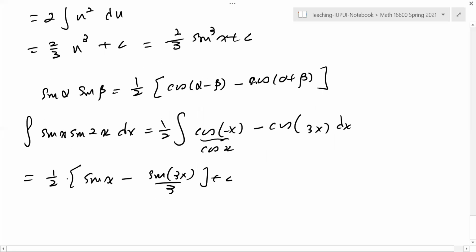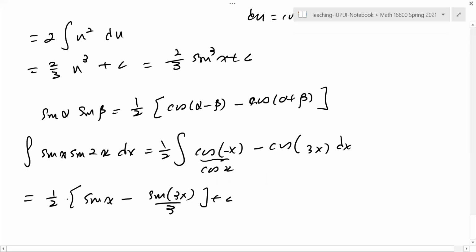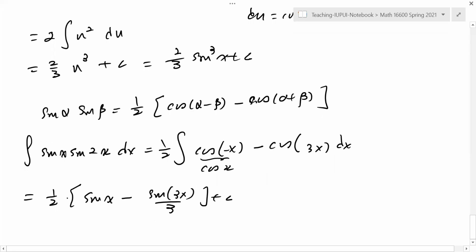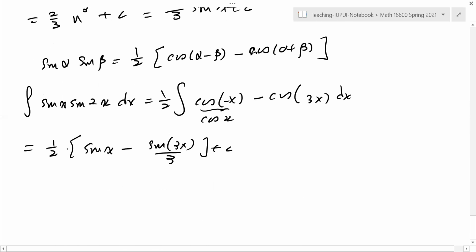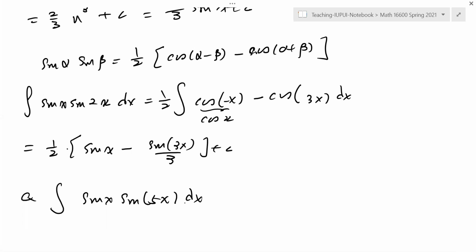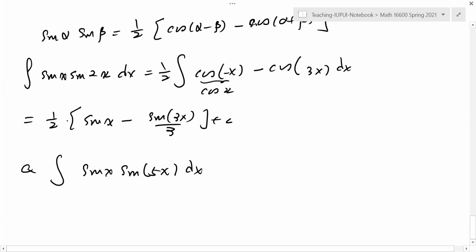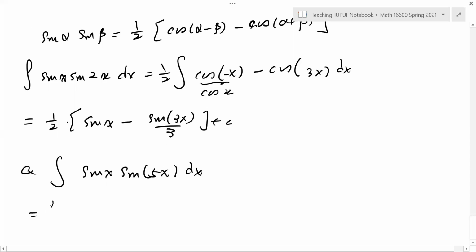So there are two different ways to solve the problem. Different approaches give you different forms of the answer. Is there any other method? But I think the second method is better, because if you have to evaluate, for example, sine x sine 5x dx, then you cannot use the first method because sine 5x, I don't know, right? So the only method you can try is the second method.